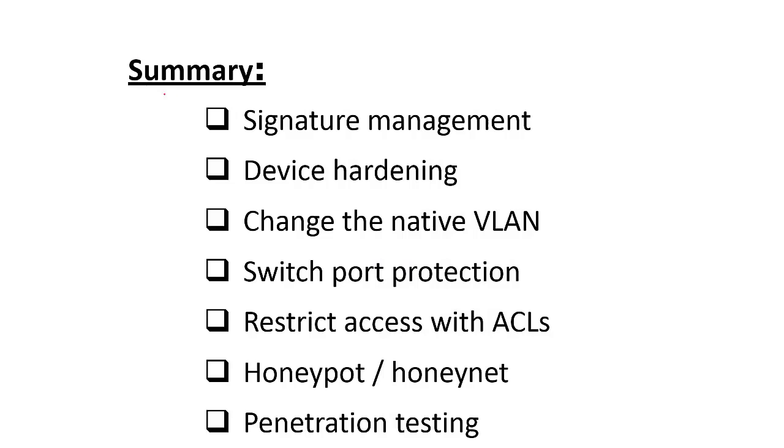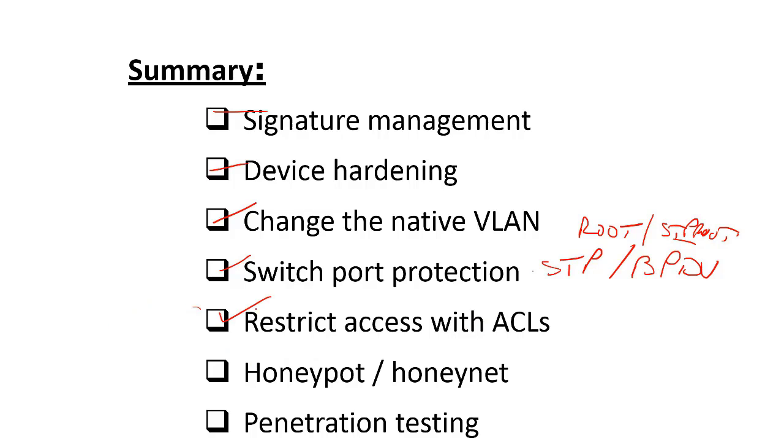So we've covered a lot of stuff here. Managing your signatures, device hardening, changing your native VLAN, must do, protecting your ports. We looked at protecting from the STP packets coming in, the bridge protocol data units, so it doesn't become a root port, and it doesn't become the STP root either. Both very bad things for your network. Access lists, honeypot and honeynet, and then penetration testing.